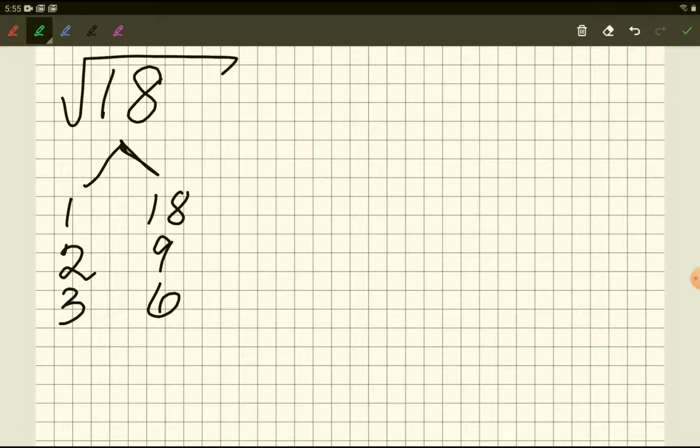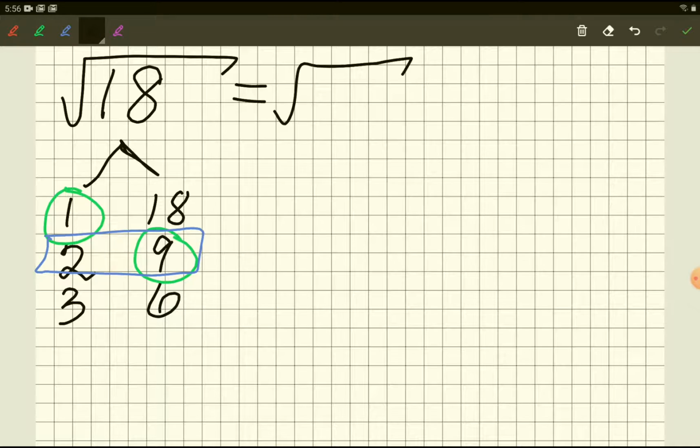And so remember now, our next step is to circle all the perfect squares. So there's 1 and there's 9. And those are all the perfect squares. So the key is to pick the pair with the biggest perfect square. Well, that rhymes. Okay, put the perfect square first.